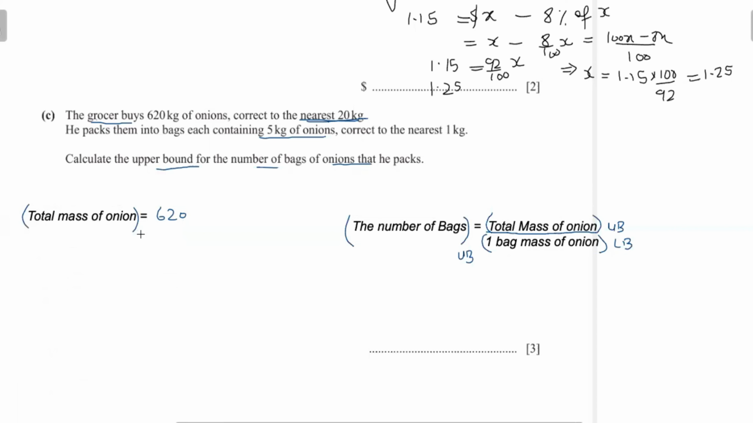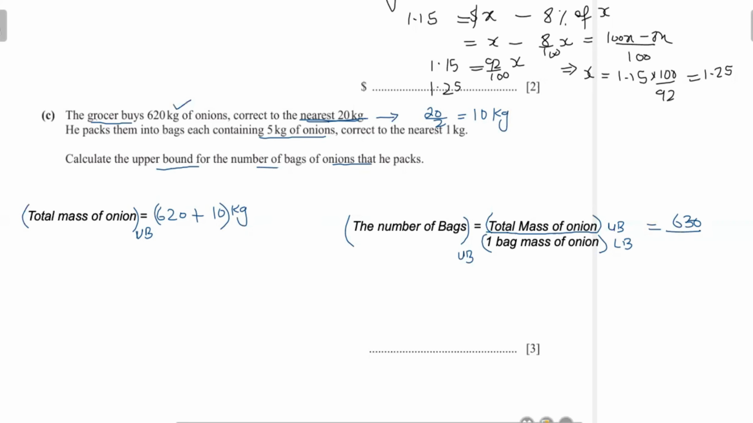Now the upper bound value will be equal to the given value plus the error value. You see here the value is correct to the nearest 20 kg. Therefore, the error will be equal to 20 over 2, that will be equal to 10 kg. Now to calculate the upper bound value, we will add this error value of 10 kg, and this will be equal to 630 kg.